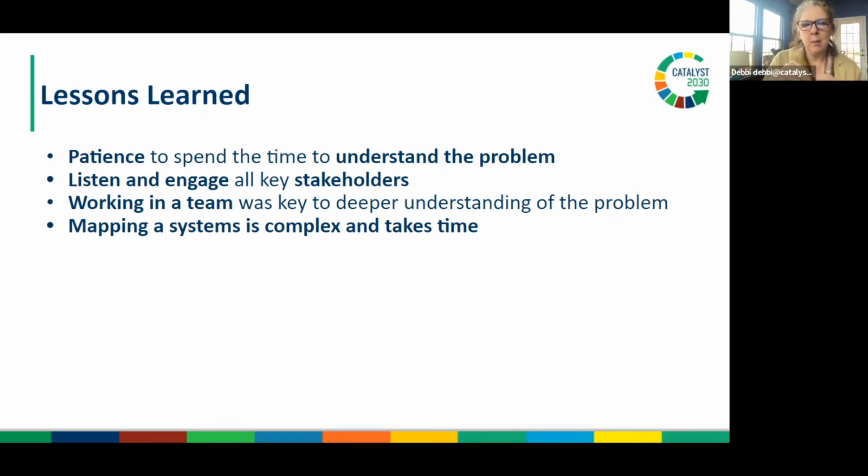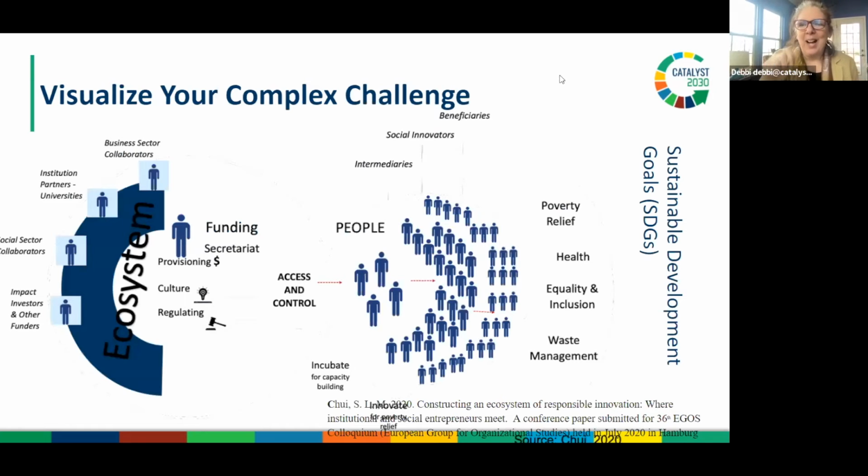And the last one, mapping the system, as we said, is complex and takes lots of time. I think with the complexity of these big systemic problems, we need to remind ourselves of the time it takes. I love this graphic. I made Sue put it in because she had done this for a paper and we were like, oh my gosh, this is our complex challenge. So Sue, I'm passing it to you to talk about this graphic.